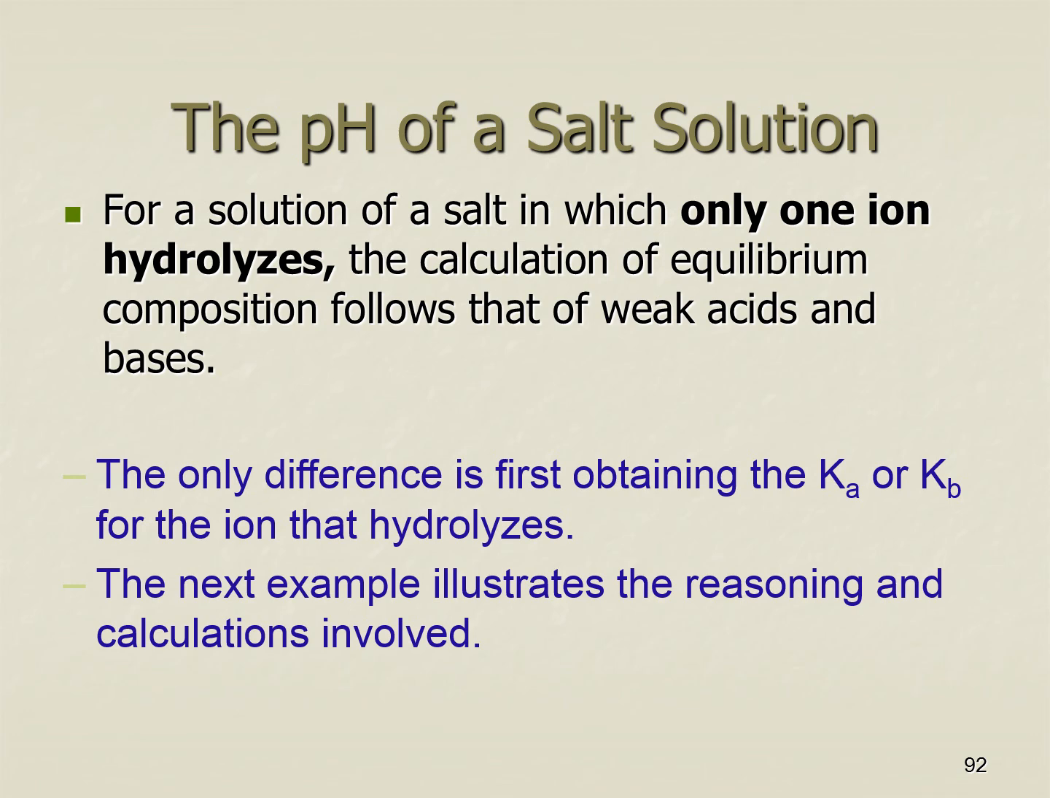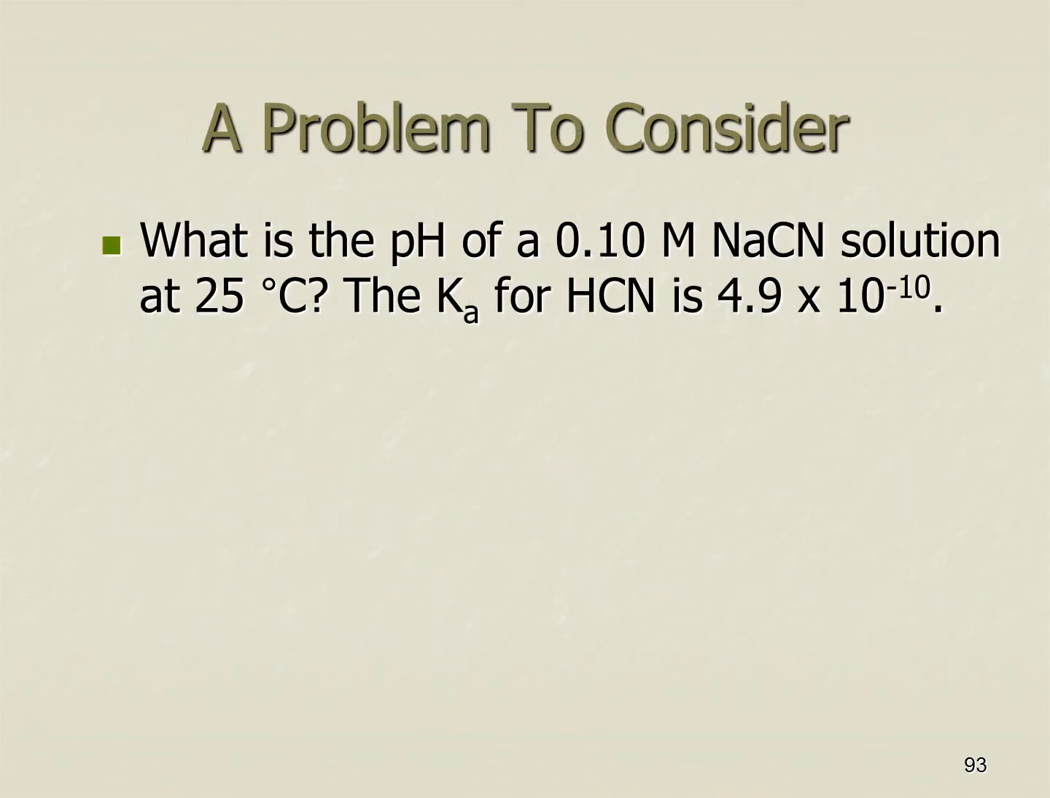And so we're going to do an example that will go through this idea. All right, so what is the pH of a 0.1 molar NaCN solution at 25 degrees? The Ka for HCN is something you could look up. It's 4.9 times 10 to the minus 10.